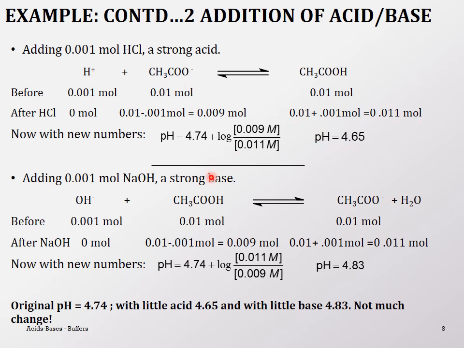Now if you add a little bit of base, which is a strong base like sodium hydroxide, we're going to write the equilibrium a little bit differently. Acetic acid was on the right hand side before. Now our acetic acid is going to be on the left hand side, because that is what is reacting with the hydroxide ion. So the hydroxide ion is 0.001 mole and our acetic acid was 0.01 mole.